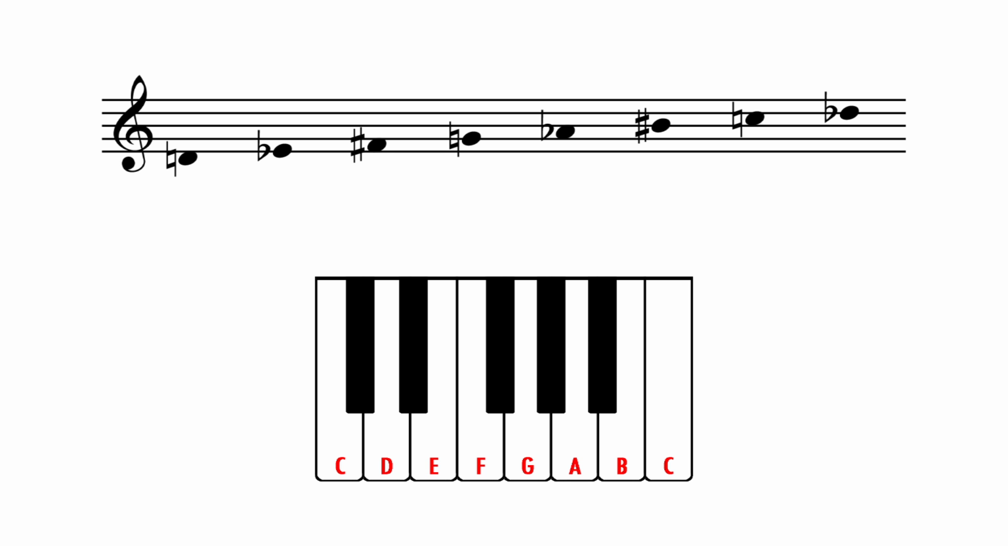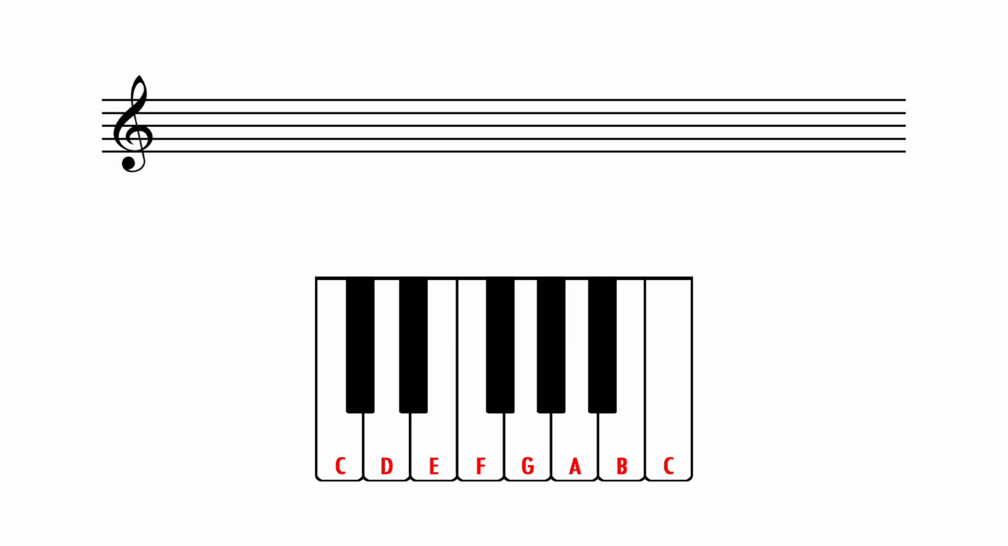Accidentals are symbols that are placed at the front of note heads in order to alter a note's pitch. If a sharp symbol is placed in front of a note head, the note's pitch is raised by half a step. If a flat symbol is placed in front of the note head, then the note's pitch is lowered by half a step. A natural sign indicates that the note is neither sharp nor flat.